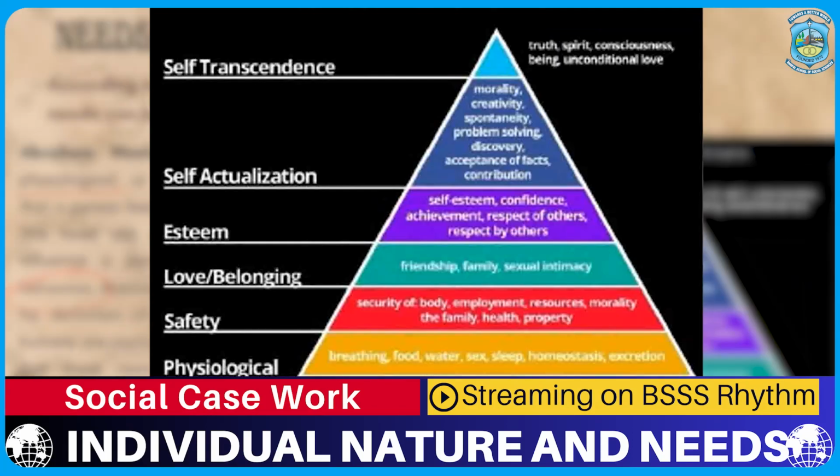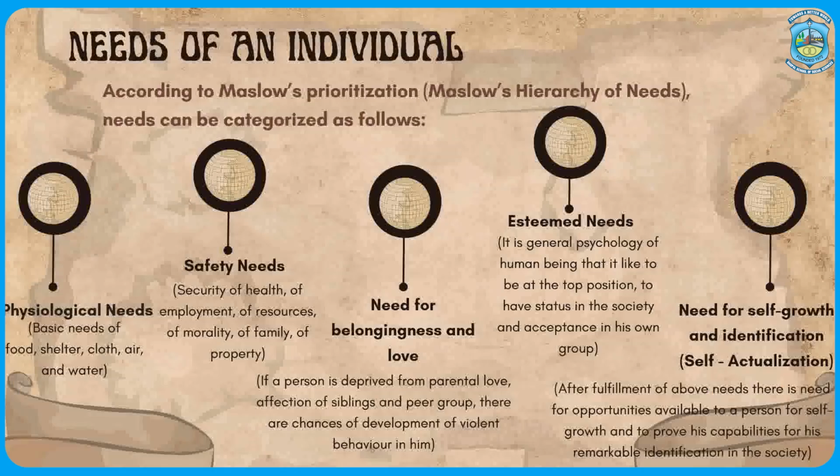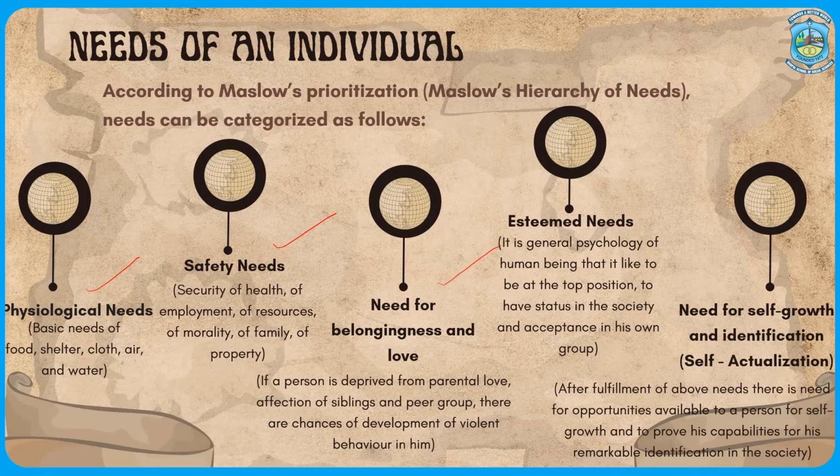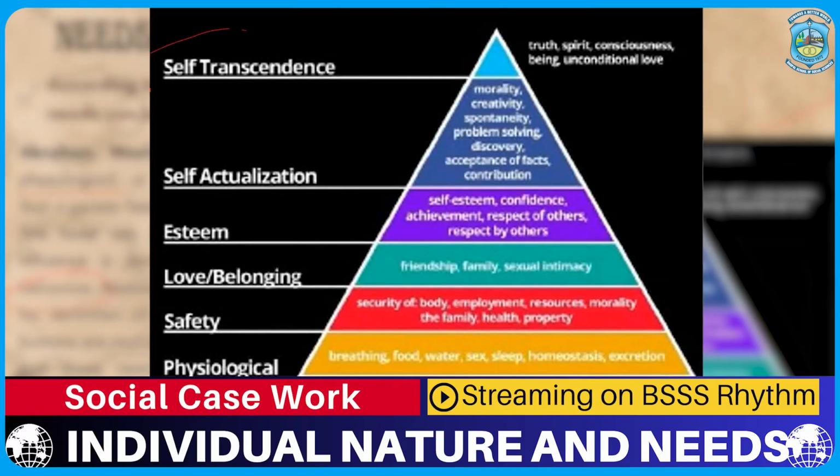So here we gave the picture of the hierarchy of needs. It starts with physiological needs, safety needs, need for belongingness and love, esteem needs, and need for self-growth and identification, which is also called self-actualization. Now, one more need is there, self-transcendence, which was newly added. It denotes morality, creativity, and problem-solving features.